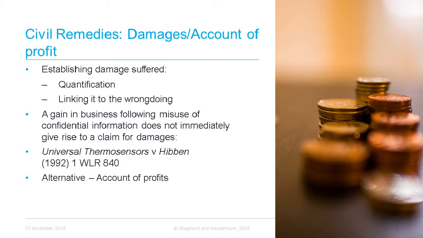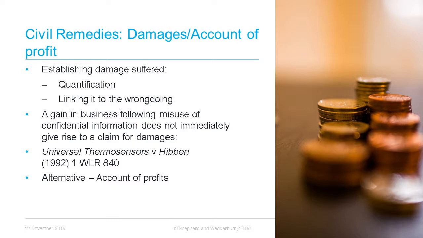The next step is to determine whether that loss is actually recoverable from the party in breach. In the case of Universal Thermosensors, the court noted that there was no irrefutable presumption that business gained by a party following their misuse of confidential information derived from the wrongdoing. There can be many other reasons why a loss has been suffered.